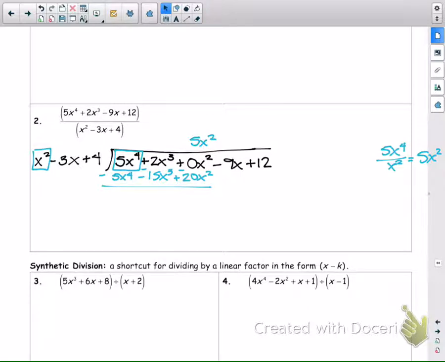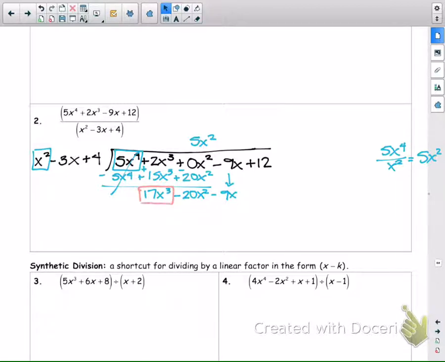5x to the 4th minus 5x to the 4th, what are we going to get from that? 0. When we subtract the next one, 2x cubed minus a negative 15x cubed, minus a negative turns into a what? Positive. So that's going to give me 17x cubed. And when I subtract the third term there, I'm going to get negative 20x squared. Before dividing the next term, I have to bring down the 9x. I have 3 terms on the outside, so I need 3 terms on the inside to line those up. So then where do I go next? What do I divide?